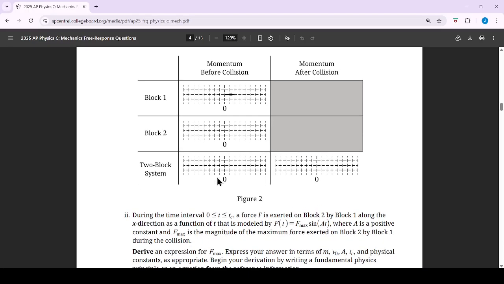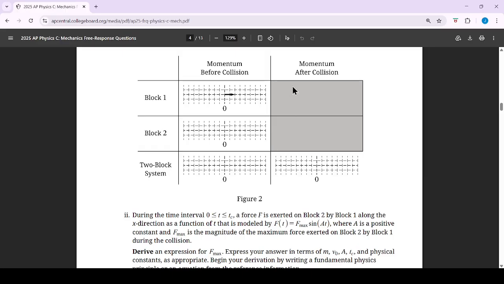The momentum before collision of the 2 block system is going to be the sum of those 2 arrows. Clearly, the momentum of the 2 block system is going to be the sum of the momentum of block 1 and the momentum of block 2, remembering that momentum is a vector. This is just tip to tail. Another way of thinking of that is to go 2 blocks to the right and then 6 blocks to the left to make a total of 4 blocks to the left.